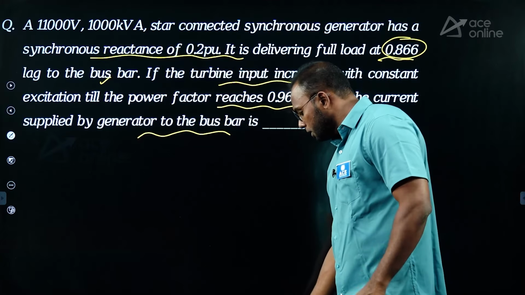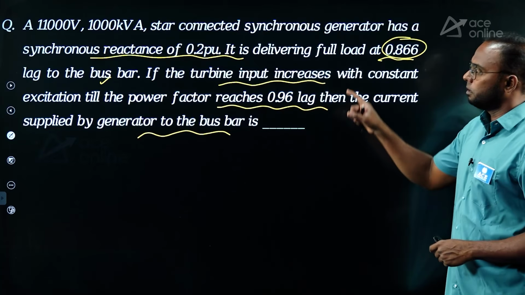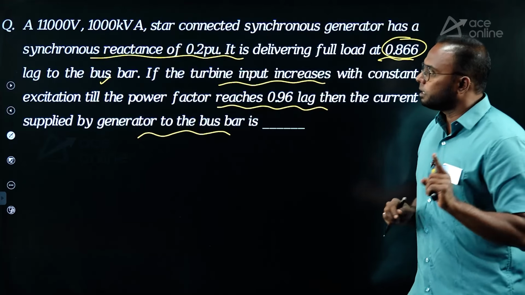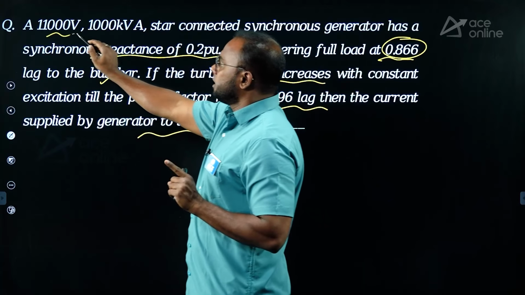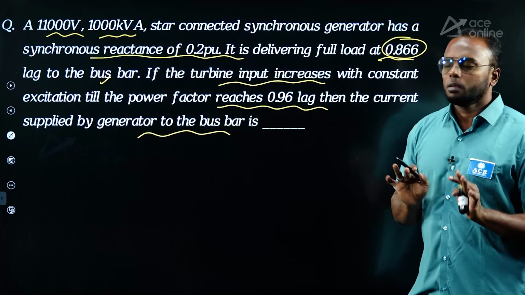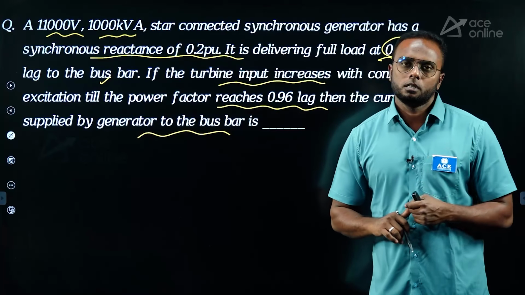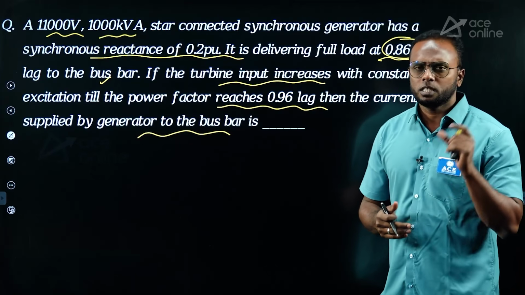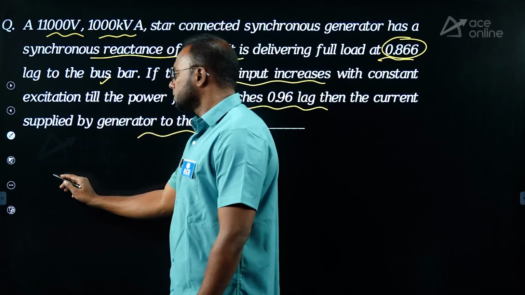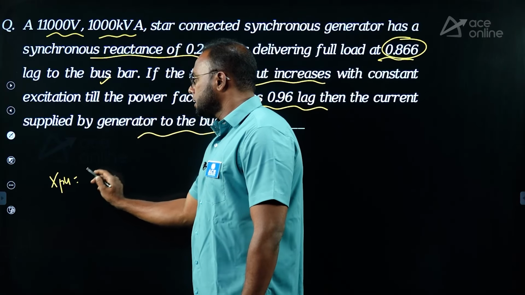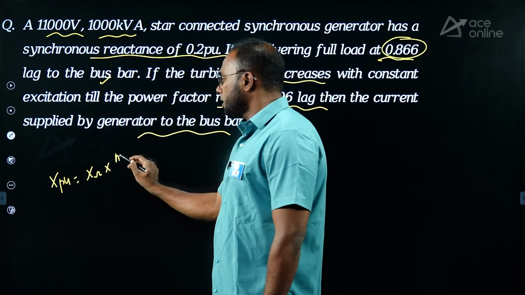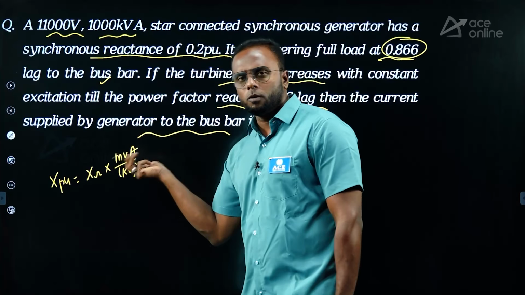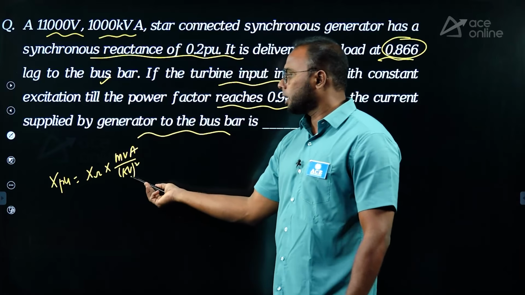But the important thing in this question is that the per unit impedance, the reactance, is given. Reactance is not given in ohms, while the remaining quantities, the voltage rating and kVA rating, are in units. Only the reactance is in per unit. So we should first convert the per unit reactance to its ohmic value. What is the formula for per unit impedance? X per unit equals X in ohms into MVA divided by kV squared, that is, volt ampere rating divided by voltage squared.